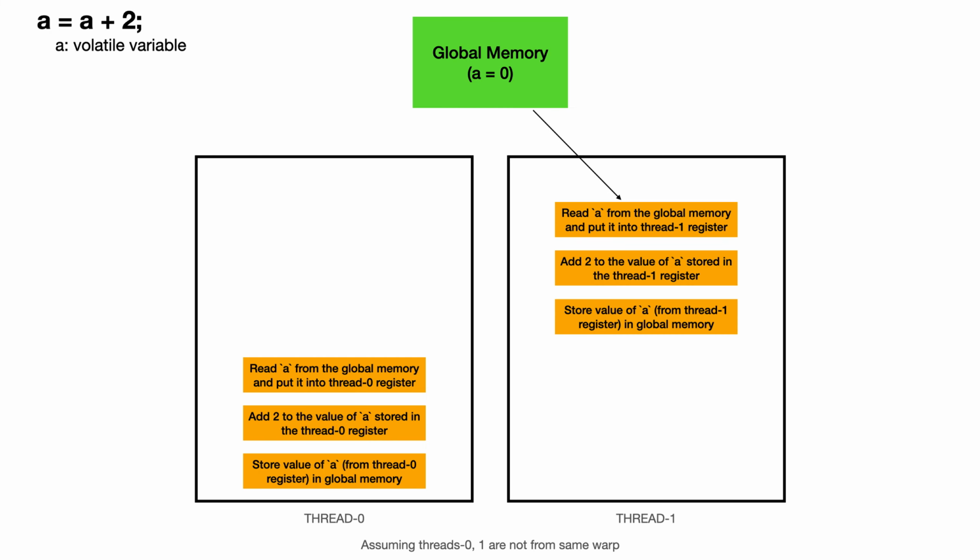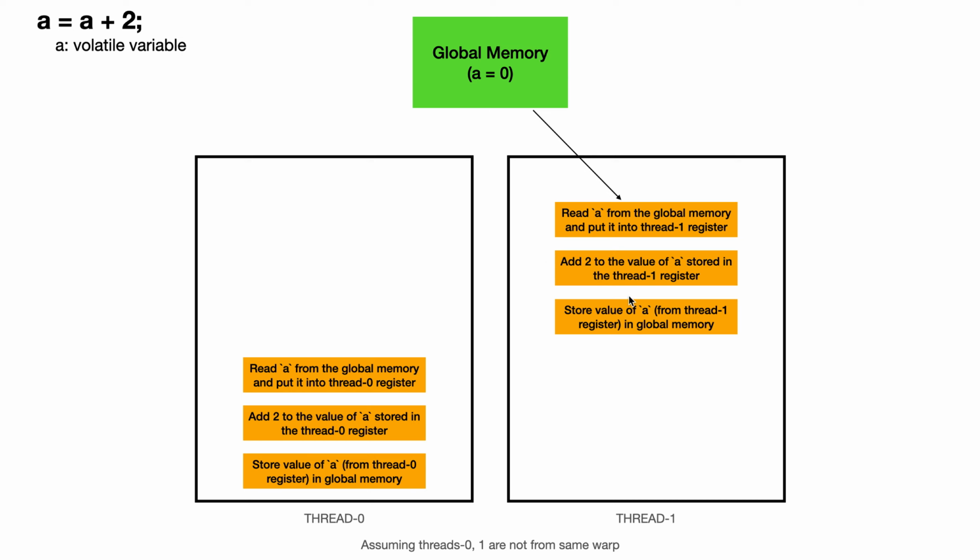In this video, we are going to discuss atomics. But before we move further, let's take a very simple example and try to understand how GPU threads execute that instruction. So let's say we want to do a equals to a plus 2, where a is some volatile variable.